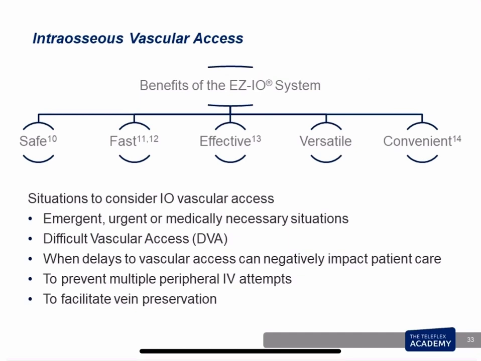We discussed the history of IO access, and there are a lot of devices on the market, both manual, power-driven, and spring-loaded. We also discussed the benefits of the proximal humerus. So if you're using IO access right now with one of the other devices, that's fine. I just encourage you to consider using the proximal humerus because it does have distinct advantages for the patient clinically.